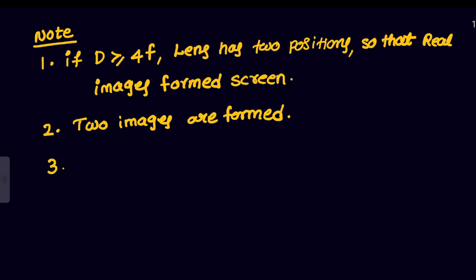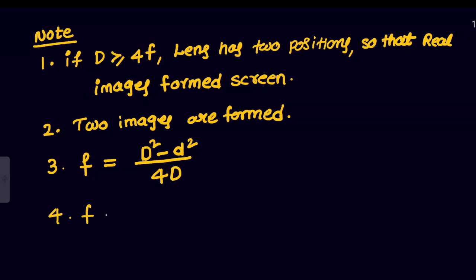Next, from this we can get the focal length of the lens, which is equal to D square minus small d square by 4D. The focal length of a lens is this much. And there is another formula for the focal length, which is given as small d by m1 minus m2.